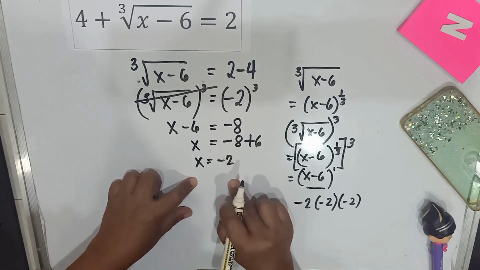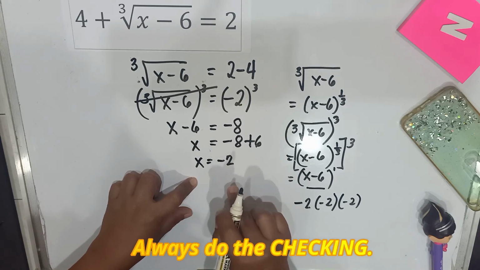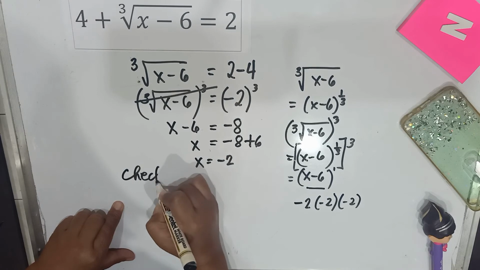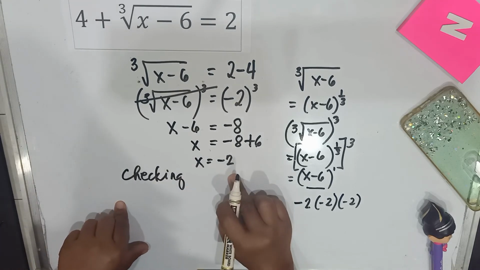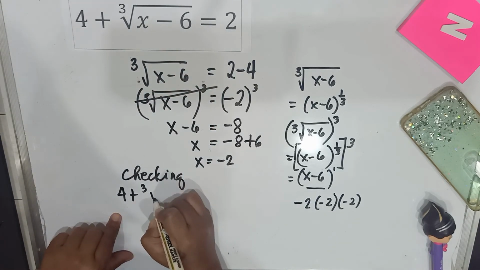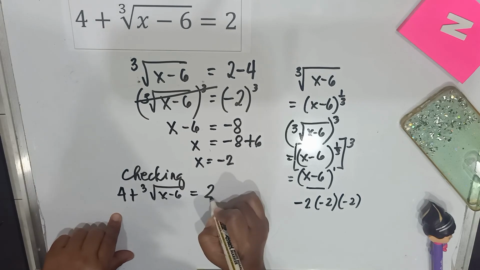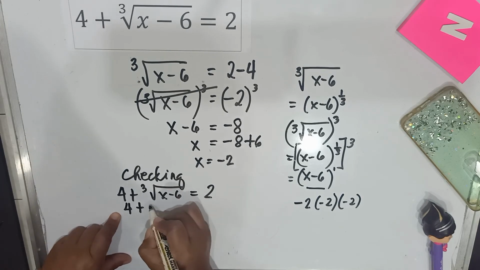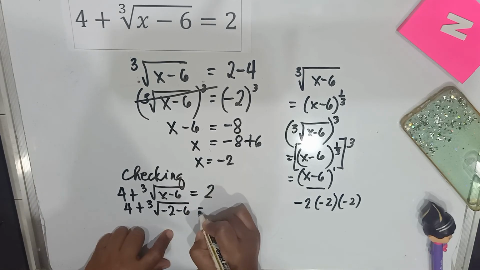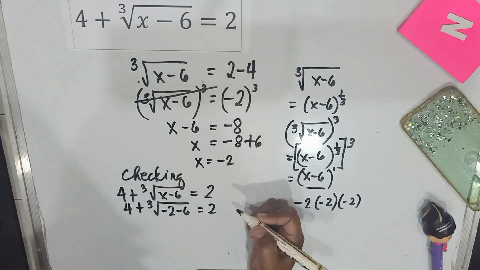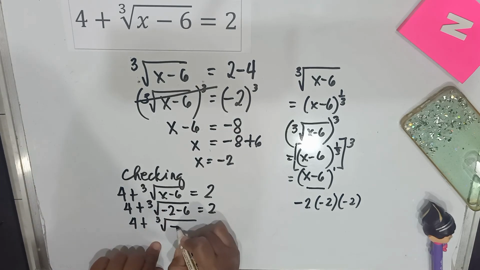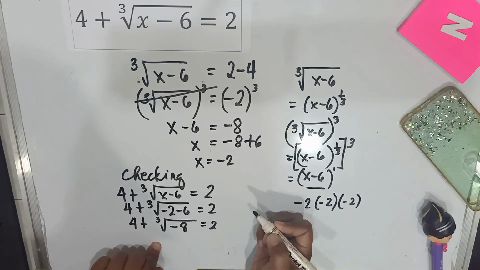But remember that we have to do the checking every time we solve an equation. So when we do the checking, we substitute the value of x into the original equation. So 4 plus cube root of x minus 6 equals 2. So 4 plus cube root of, instead of writing x, we write negative 2 minus 6 equals 2. So here, we have to simplify the radicand. Negative 2 minus 6 is negative 8.